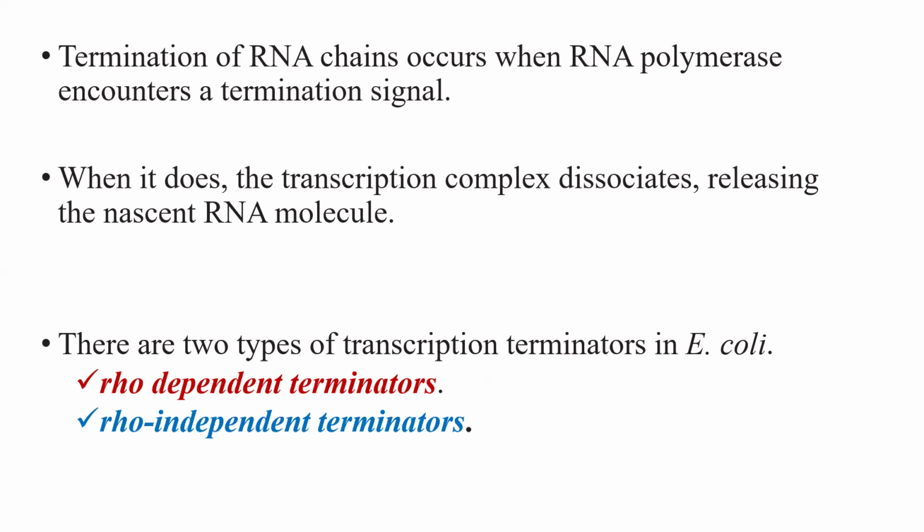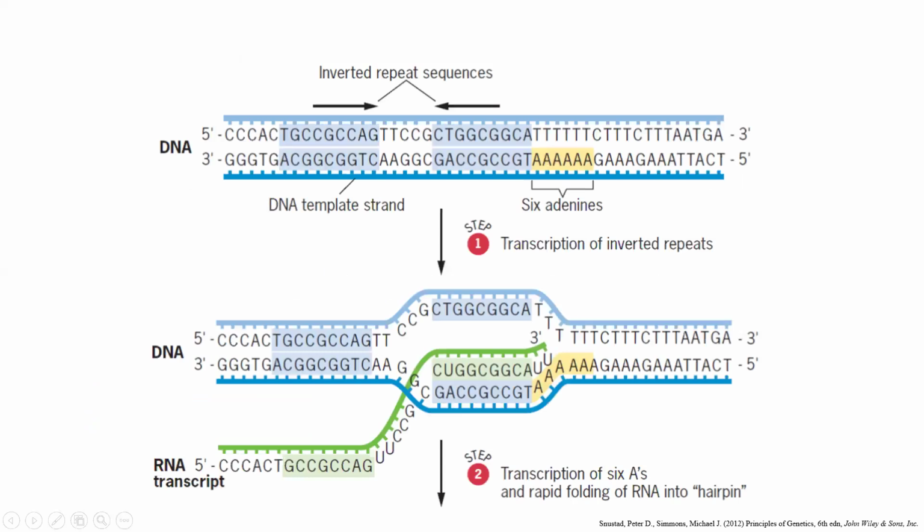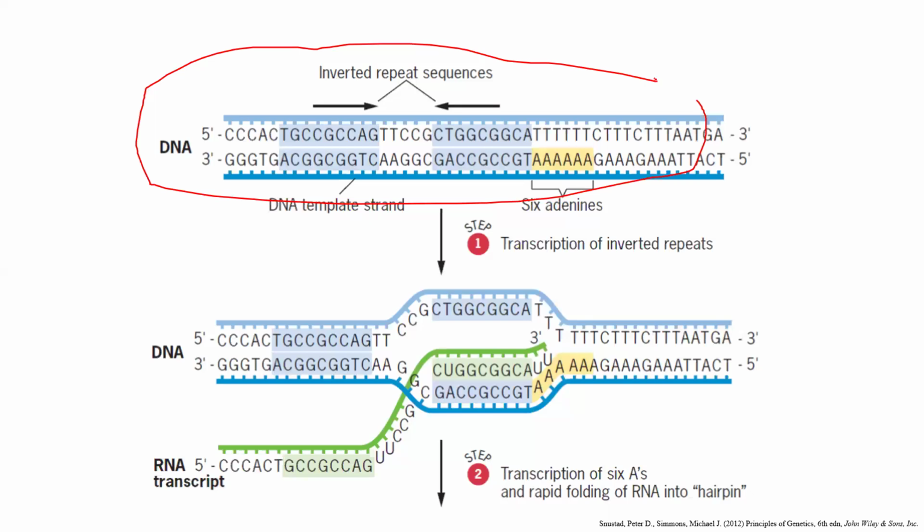We'll begin first with rho-independent terminators, that is, the rho-independent termination mechanism. So this is the terminator sequence. First of all, we need to understand that this is a DNA sequence, and it is a terminator sequence. Now, what do I mean by a terminator sequence? This is part of the gene, yes.